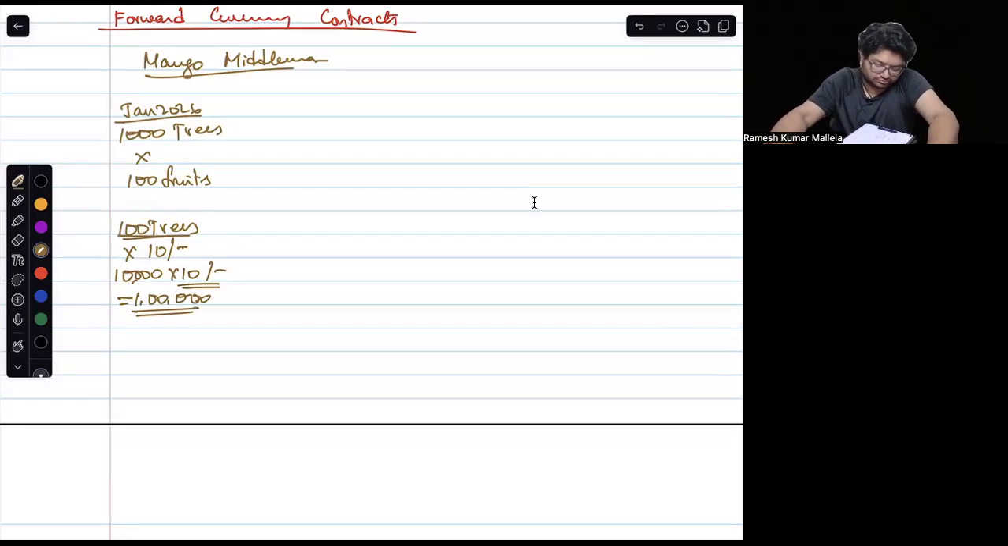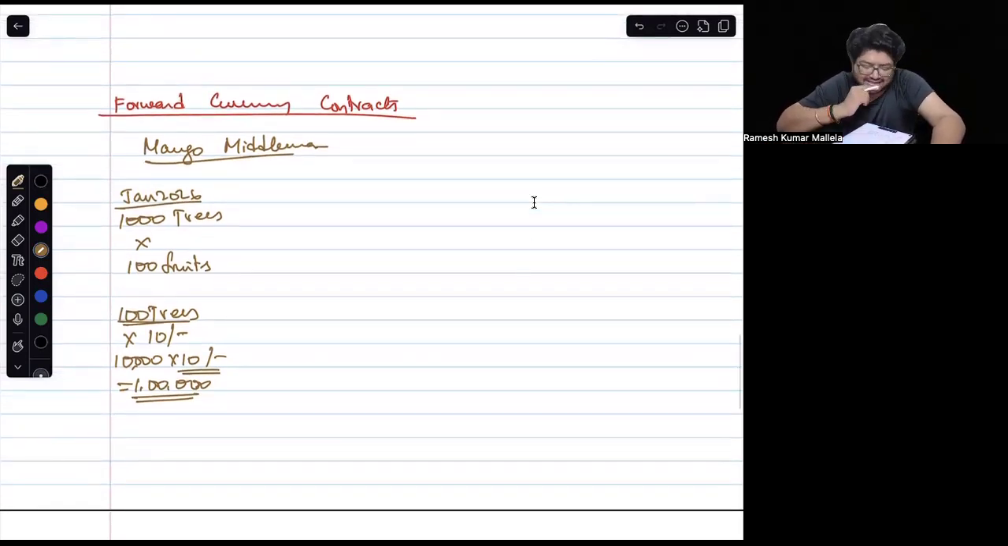Yes, sir. Okay. 100 trees, each with 100 mangoes, will give me 10 rupees each. Now what will the farmer think in the market? If I wait another 4 months, I can earn 40 rupees on each fruit. If each fruit is sold for 50 rupees in the market, the middleman will take 10 rupees, and this fellow will probably get 40 rupees.